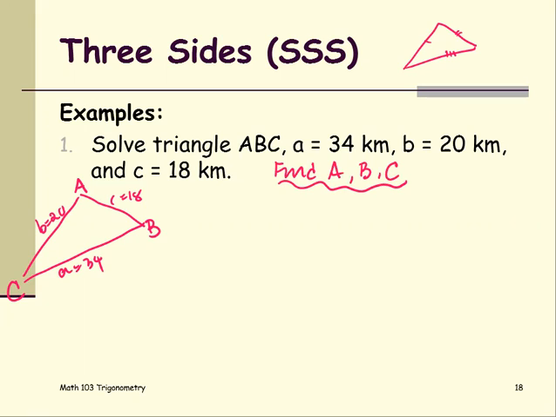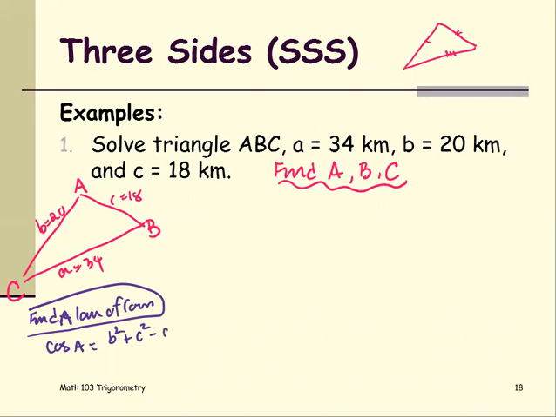We're going to start with finding angle A. To find A, we use the law of cosines in the form that finds A. So cosine A equals b squared plus c squared minus a squared, divided by 2bc, or the quantity 20 squared plus 18 squared minus 34 squared, all divided by 2 times 20 times 18. And we get the number negative 0.6.